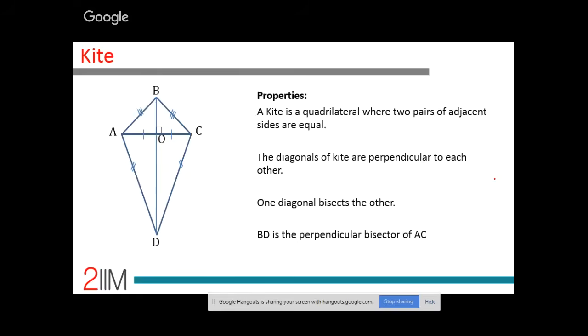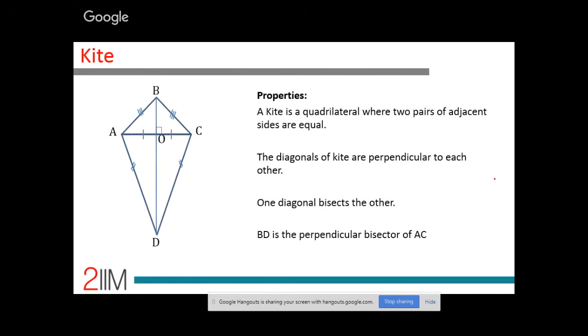A kite is a shape where 2 pairs of adjacent sides are equal. In a kite, the diagonals will be perpendicular to each other. In a kite, one diagonal will bisect the other. If you look at this kite, the diagonal BD bisects AC and it's perpendicular to AC. So BD is the perpendicular bisector of AC.